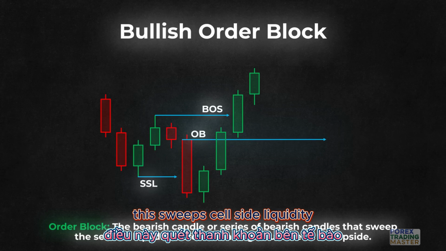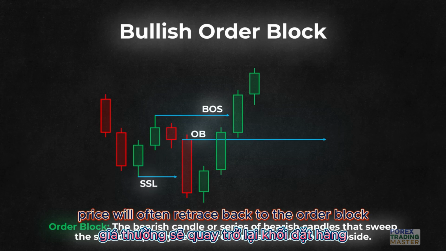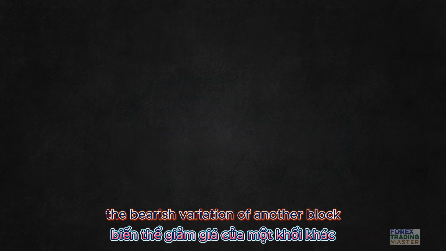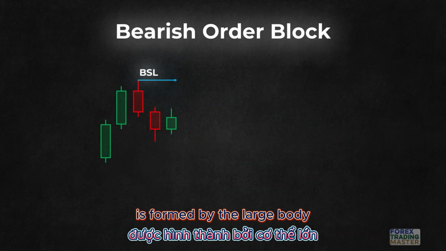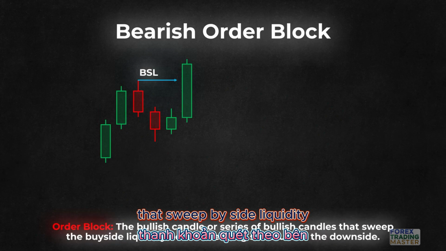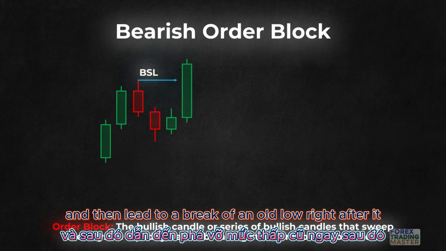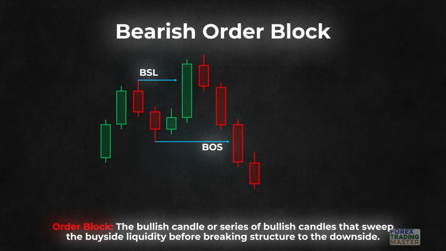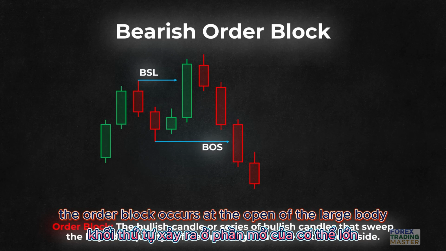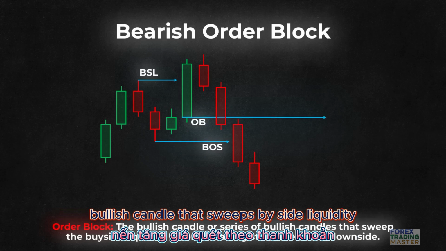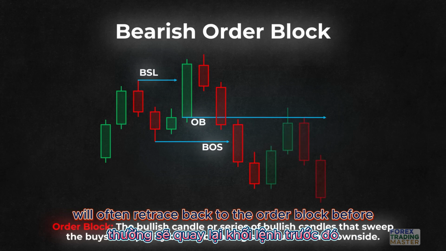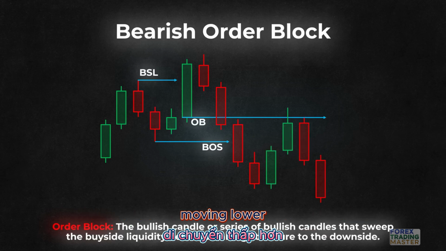This sweeps sell-side liquidity. Price will often retrace back to the order block before moving higher. The bearish variation of an order block is formed by the large body bullish candle or series of large body bullish candles that sweep buy-side liquidity and then lead to a break of an old low right after it, which in this case is called break of structure. The order block occurs at the open of the large bullish candle that sweeps buy-side liquidity. Price will often retrace back to the order block before moving lower.